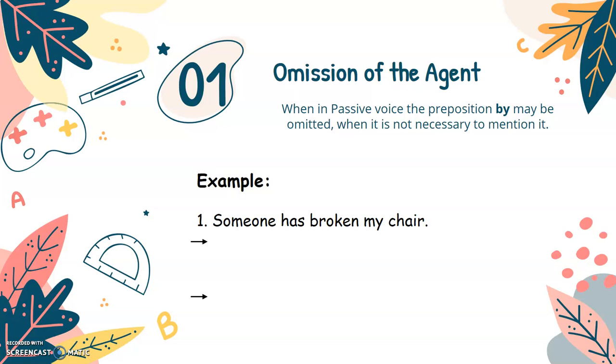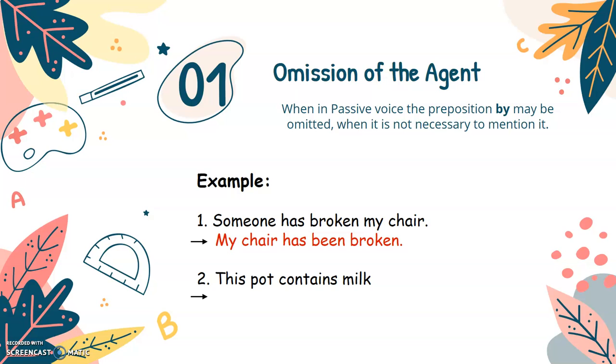So again, you have to take the object here. What is the object? The object is "my chair." So you'll take, "My chair has been broken." Okay, "by" will not be written because "by" is omitted here. We don't know. It has not been told. Okay, see the next set of sentences. "This pot contains milk." Now again the subject is absent. So again we'll write it as, "Milk is contained in this pot." So here no "by" is there because it is absent. So when it is absent, you have to change it in this manner.